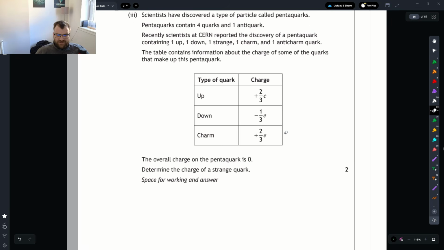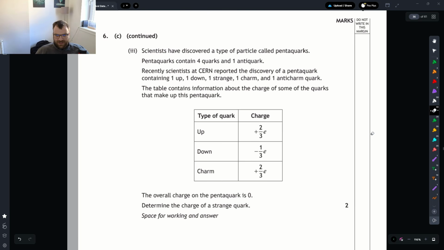Next one, we have to deal with various different charges on the different quarks that are joining together to make this pentaquark, which has got 5 things in it: 4 quarks and 1 antiquark. We're told information here, and so we've got 1 up, 1 down, 1 strange, 1 charmed, and 1 anti-charmed. We have to work out the strange. The anti-charm has to be the opposite of the charmed, so instead of positive 2/3 E, it would be negative 2/3 E.